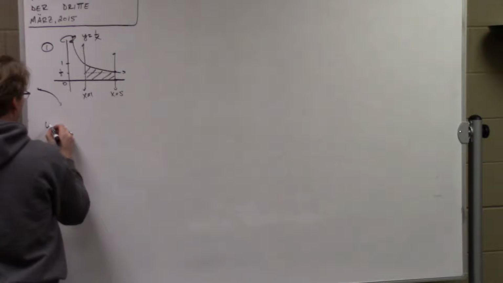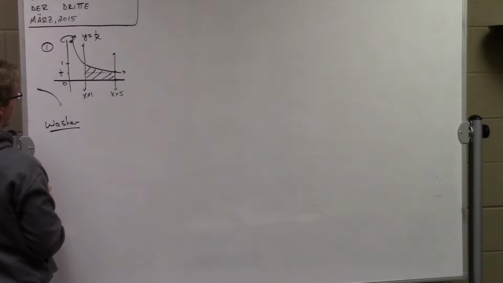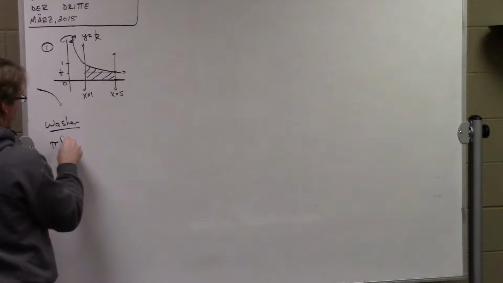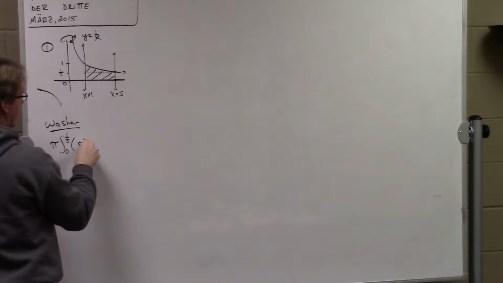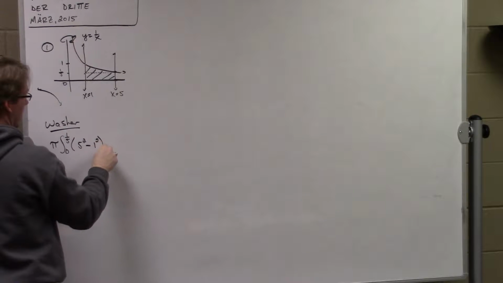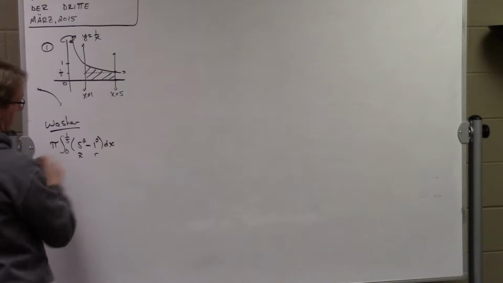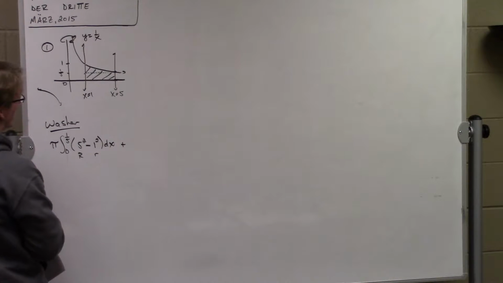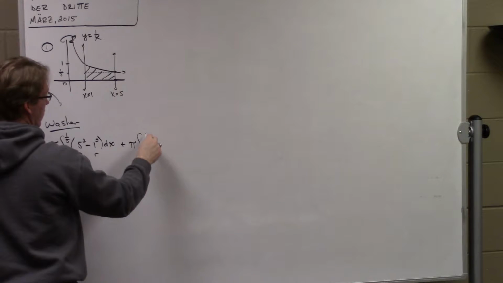So if I'm going washer, this is how I'm going to set it up. You will have chunk number 1. Washer is pi integral from 0 to 1/5. Top radius is 5, bottom radius is 1. That's big R, that's little r. Then we would need to add that to whatever happens as we go from 1/5 to 1.